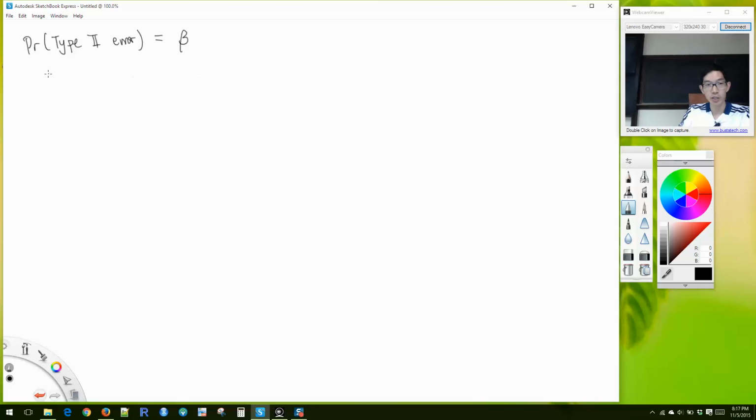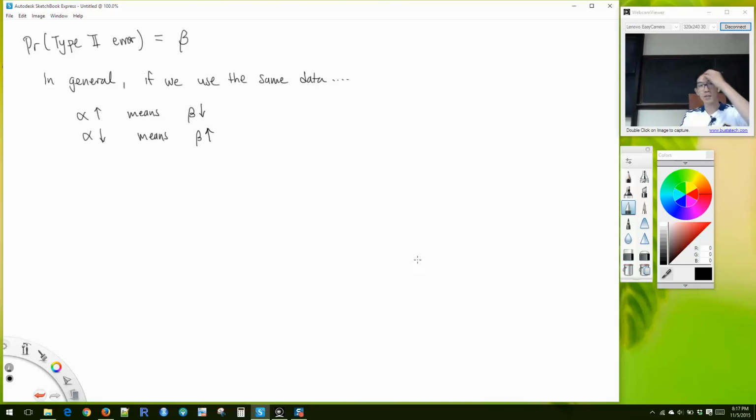Okay, but in general, if we use the same data, assuming we're not changing anything else, alpha goes up means beta goes down. And then if alpha goes down, it means beta goes up.